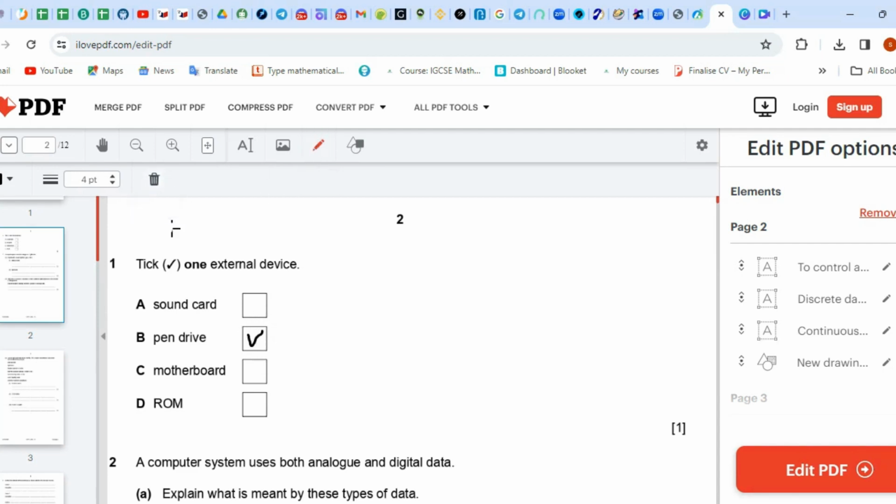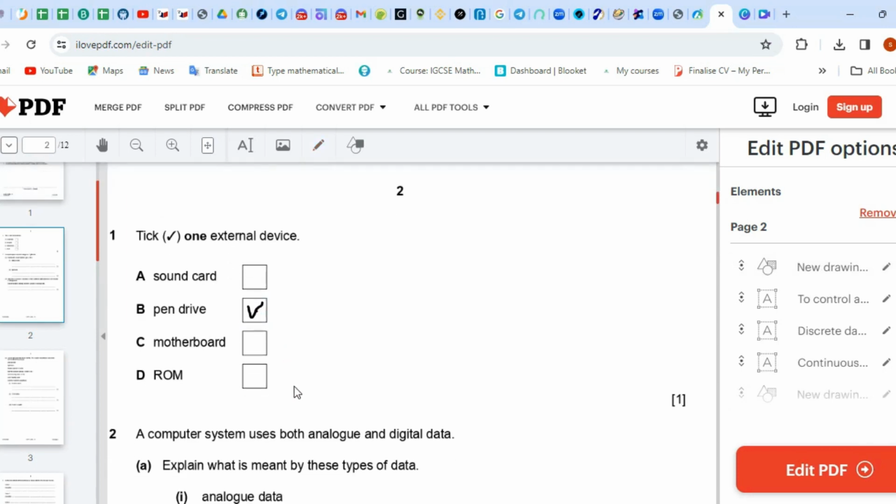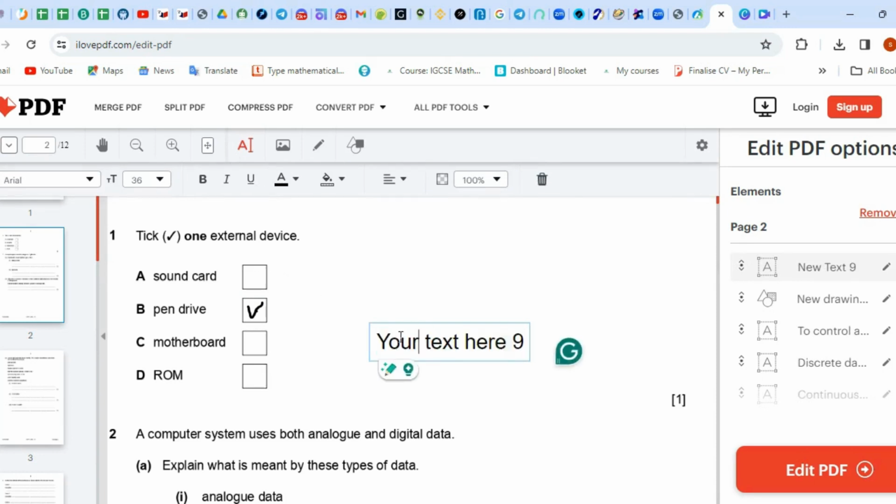Question number 2 says, a computer system uses both analog and digital data. Explain what is meant by these types of data. When we say analog data, what is analog data? Analog data means continuous data. That's the meaning of analog data.